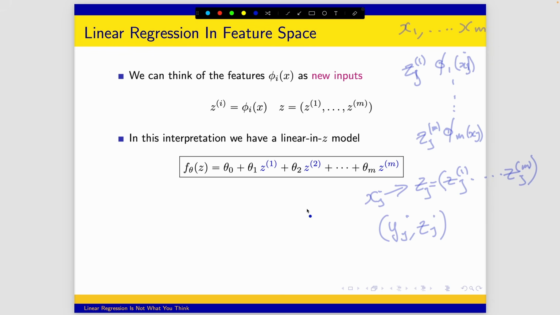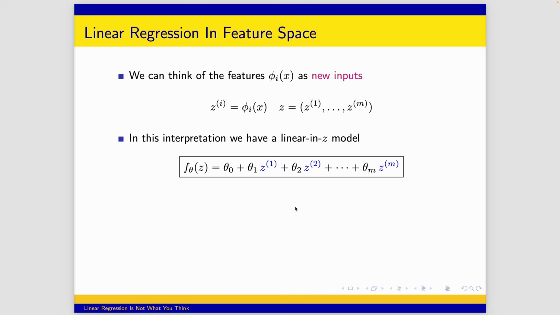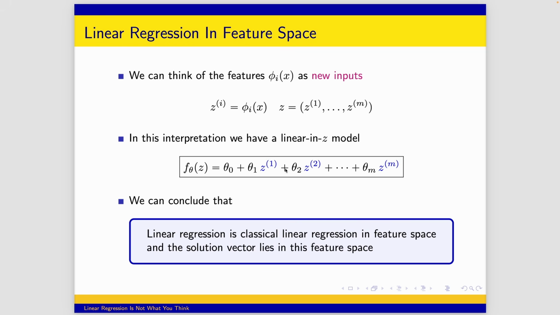So what are we doing? Well, essentially what we are doing is classical linear regression in feature space, because this z is a feature vector and it lies in some feature space. And the solution vector we will get also lies in feature space.